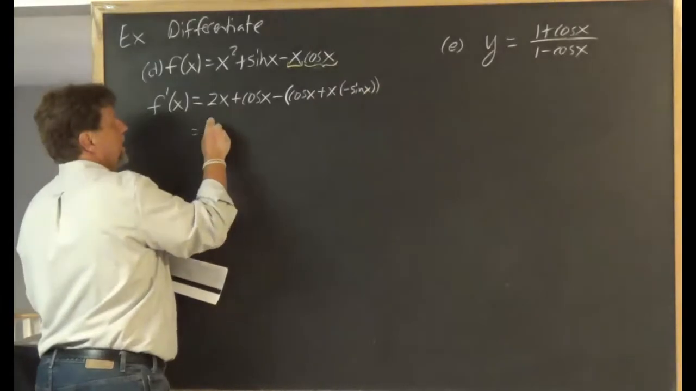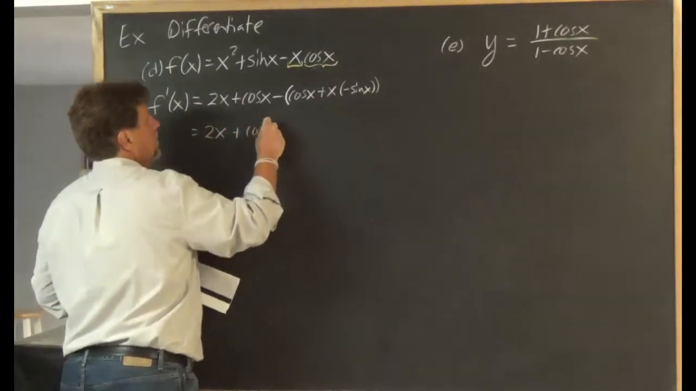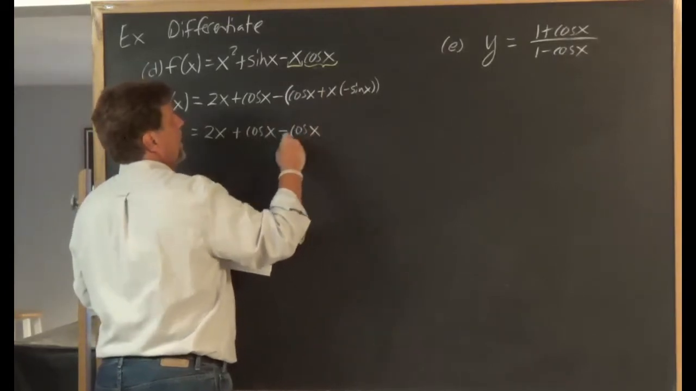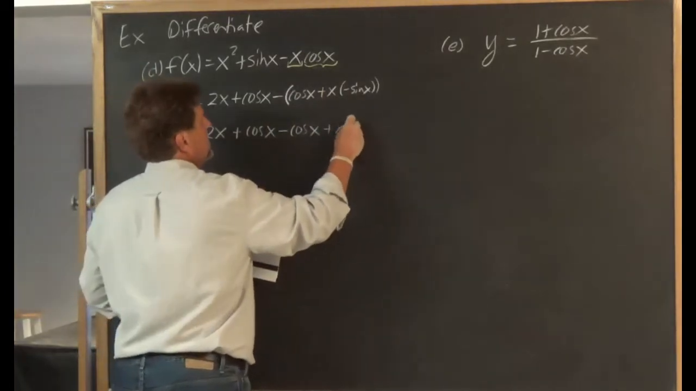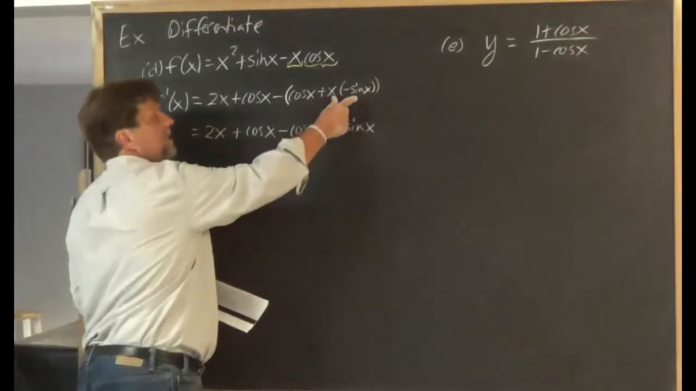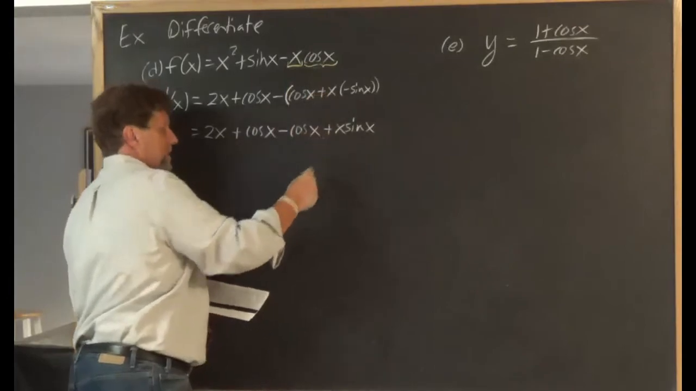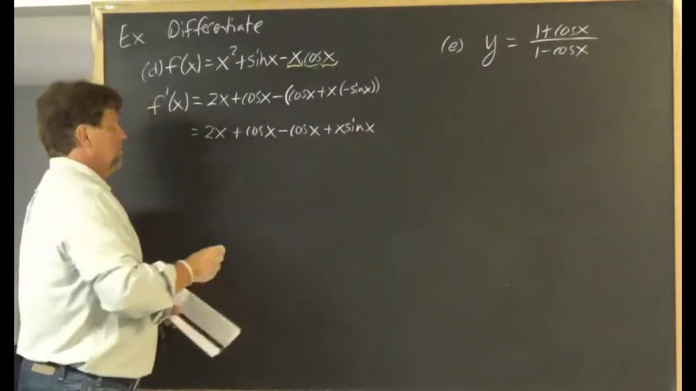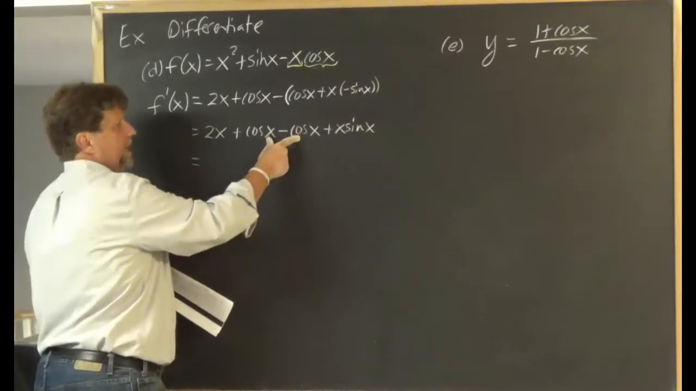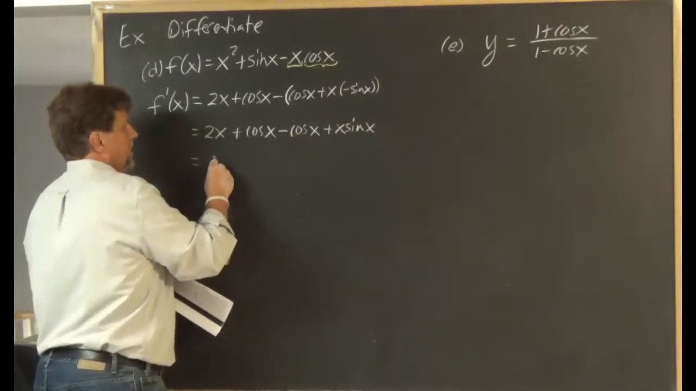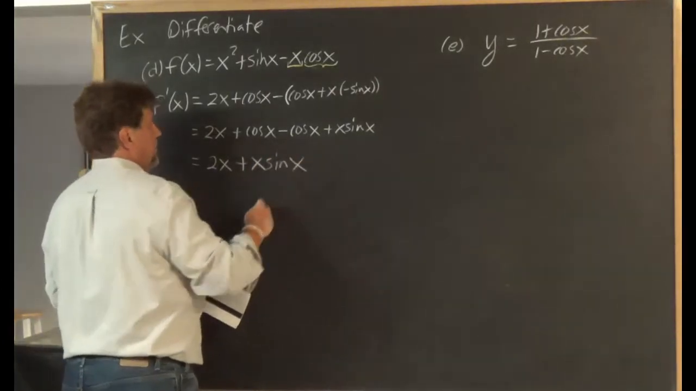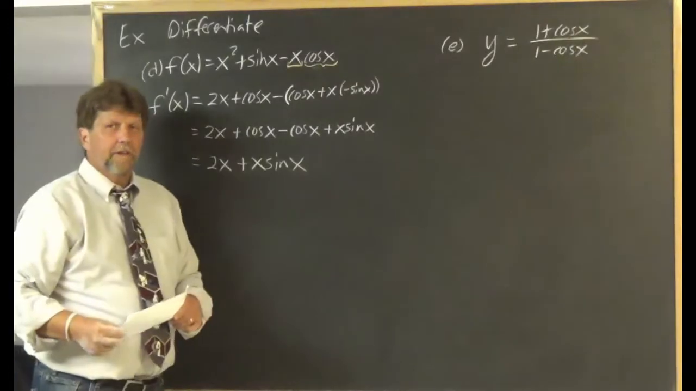And then I would clean this up, distribute the negative, so I get minus cosine x plus x sine x. Because this product would be negative, negative 1 times that makes it positive. And then it doesn't take too much more to clean it up a little further. I mean, cosine x minus cosine x cancels out. So that looks like a good derivative for part D.